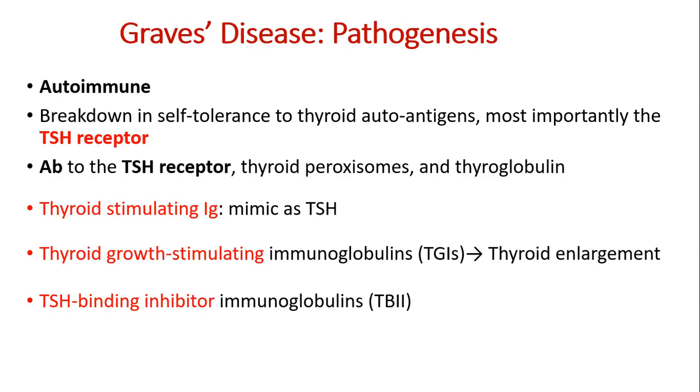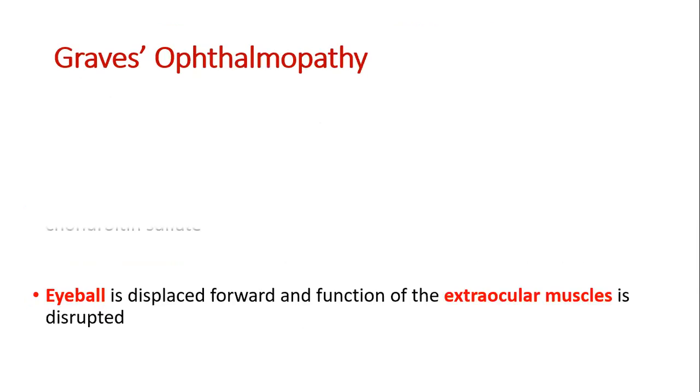Thyroid-stimulating immunoglobulins mimic TSH. Thyroid growth-stimulating immunoglobulins cause thyroid enlargement. TSH-binding inhibitor immunoglobulins inhibit TSH binding but stimulate in another way. So these are the antibodies. Think about the function: it is on the stimulation side, produced by our own immune cells. This can be your SAQ question: name two autoimmune antibodies seen in Graves' disease.